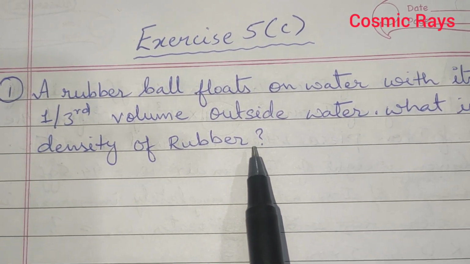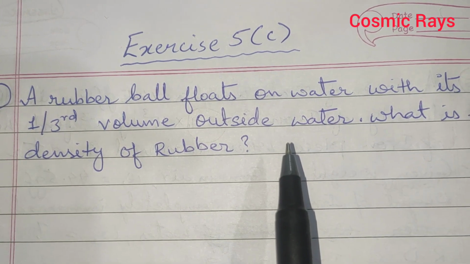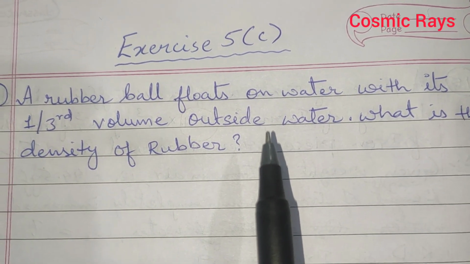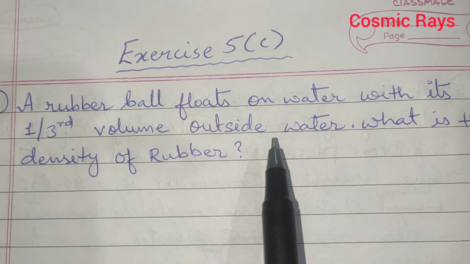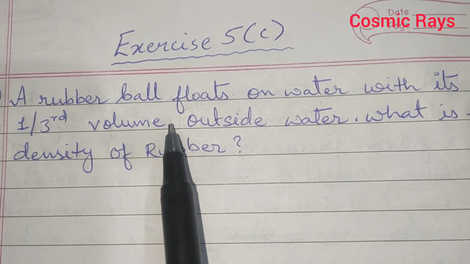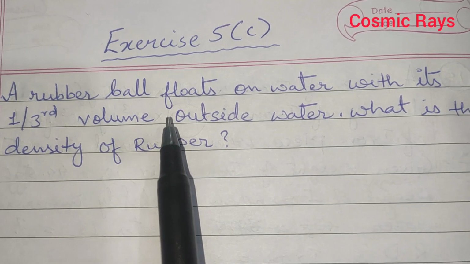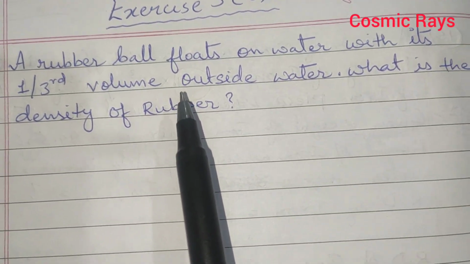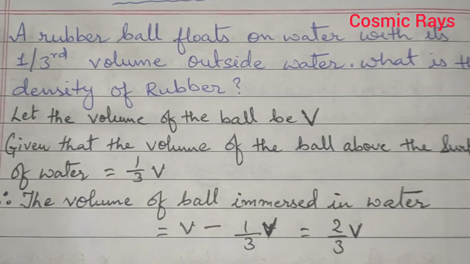So we will first find out what is the volume which is inside the water. So we'll assume that the total volume is V and we will substitute 1/3 of V from the total volume and we'll get the volume which is inside the water. So let's write the given things. So here we have written the given things.